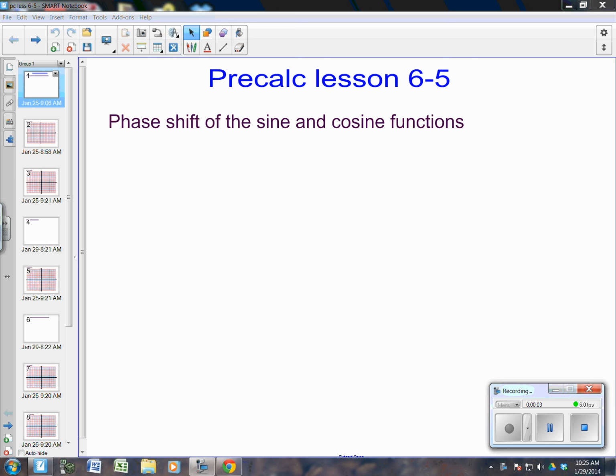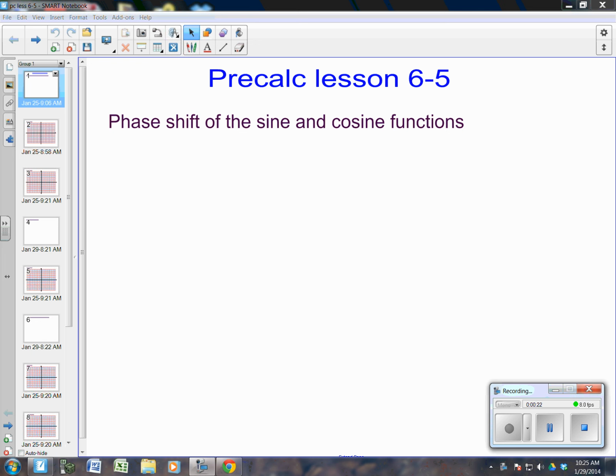Okay, so phase shift has to do with horizontally shifting things. And we've already learned how to horizontally shift things. Today, the bell work that we did was an example of horizontally shifting the sine function. And we've already learned how to horizontally shift other functions.